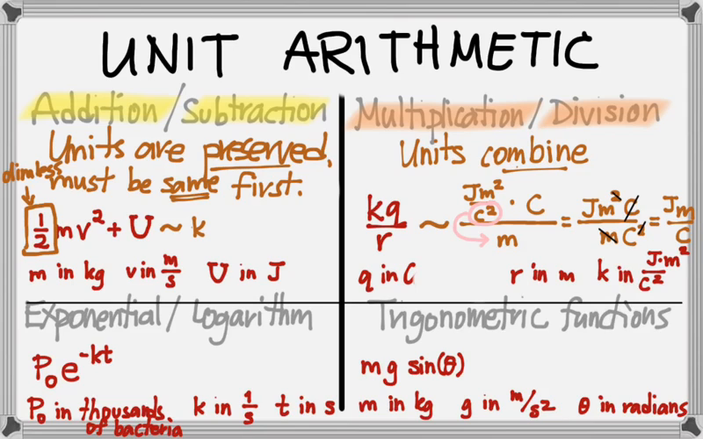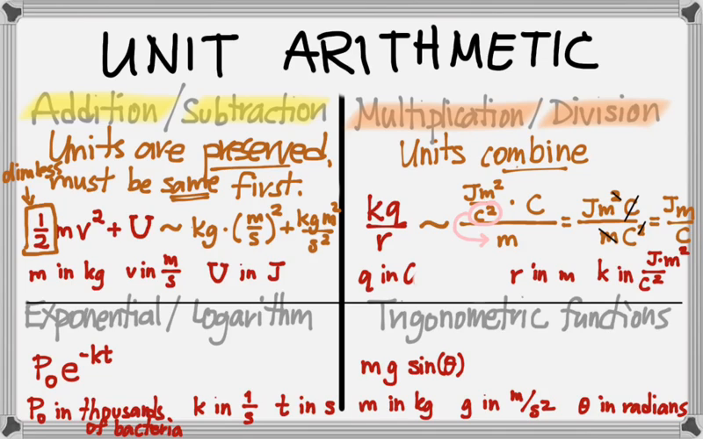But now m is measured in kilograms. V is measured in meters per second. So I'm going to have meters per second squared. And then U is measured in joules. But looking in our table of derived units, or just thinking back to the last discussion we had, we remember that a joule is a kilogram meter squared per second squared, unit of energy.